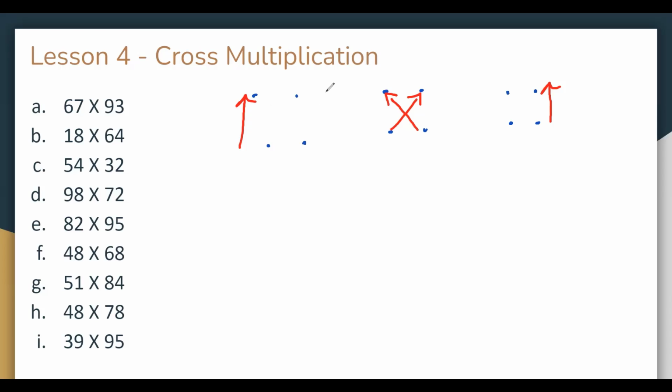So I'm going to show you this with the numbers 67 and 93. I'm going to be using this example to show you the working out.